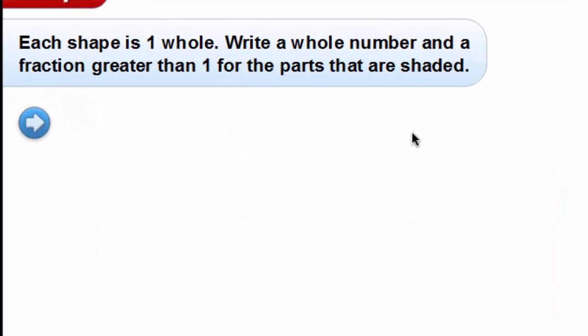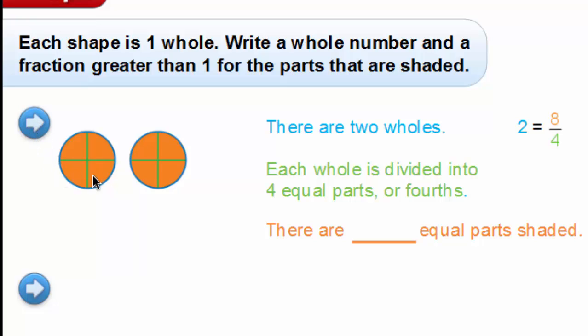Let's look at another example. Each shape is 1 whole. We're going to write a whole number and a fraction greater than 1 for the parts that are shaded. So let's look at this. All right, there are 2 wholes. That stands for 2, which also can equal 8/4.